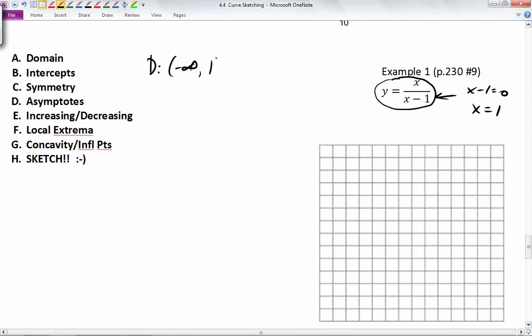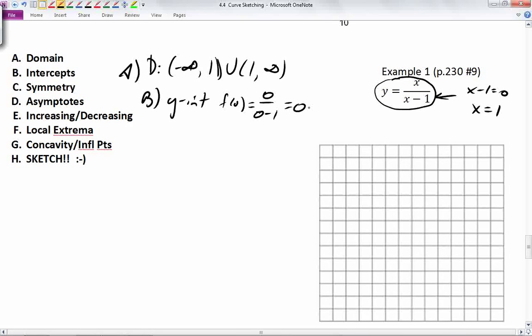The other thing we look for is where we have a negative value inside of an even root. Well, we don't have any roots here, so that's not going to be an issue here. So our domain excludes just the number 1, everything except the number 1. Okay, so now let's look for intercepts. Let's start with the y-intercept, which we find by doing what? By plugging in 0. F of 0 is 0 over 0 minus 1, so that's 0. Okay, so we see the y-intercept is the origin, 0, 0.